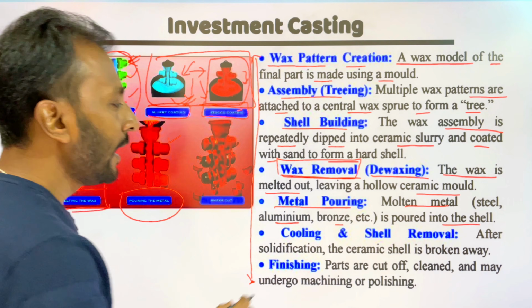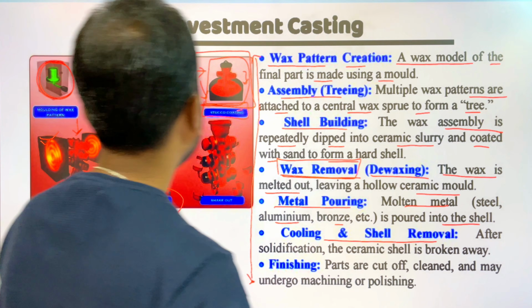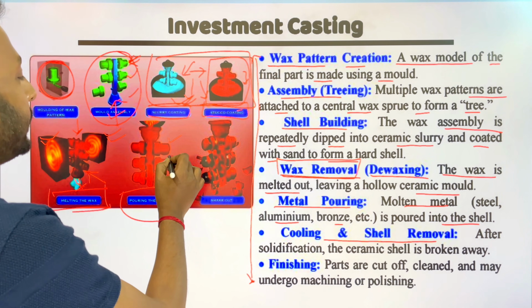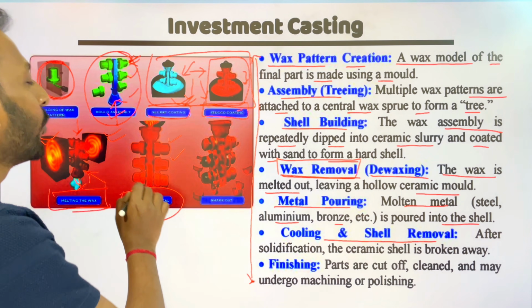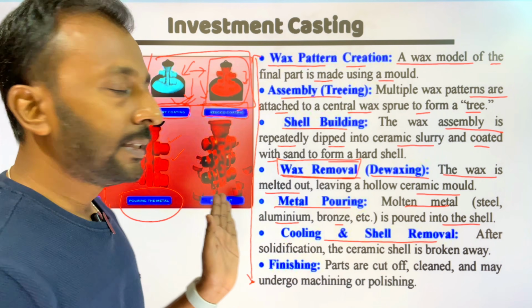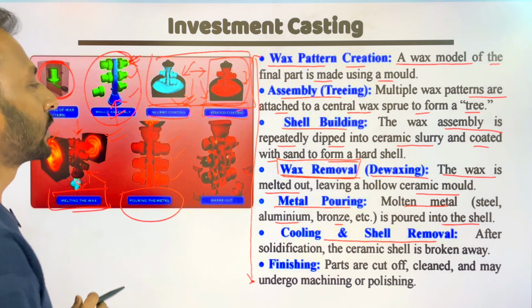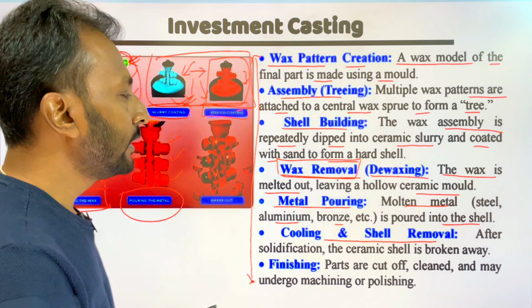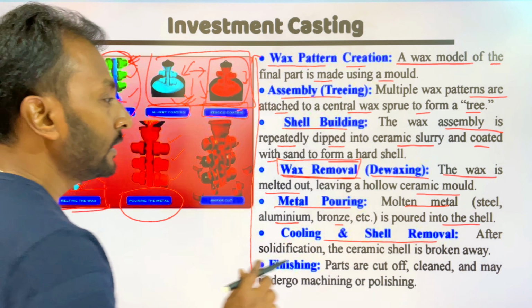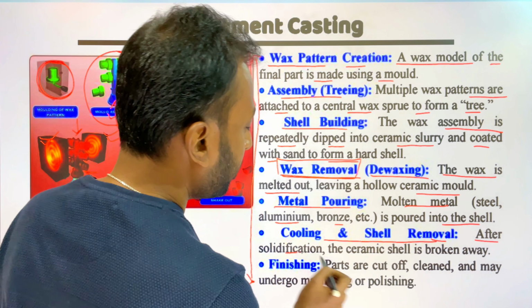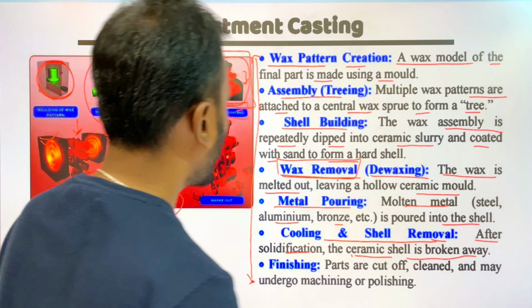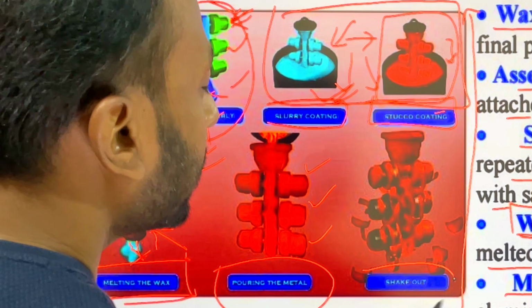Next is cooling and shell removal. So we wait until it cools. We have poured molten metal inside this hollow portion. So we have to wait until it's cool. And next is shell removal. After solidification, the ceramic shell is broken away. So this is the shake out.